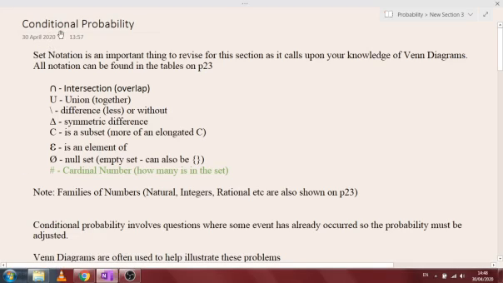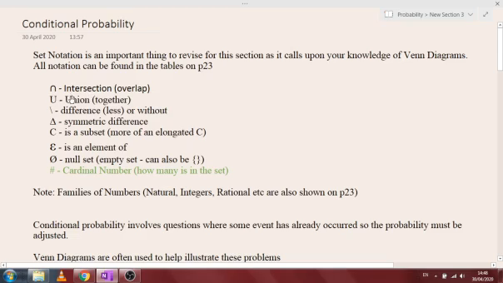In this video, we're going to look at some conditional probability. So the name is on the tin. It's probability given certain conditions. One of the first things we've got to look back over before we start this is our set notation. A lot of people aren't aware that this is actually in the tables under sets and logic on page 23. So it's all the notation that goes with the Venn diagrams.